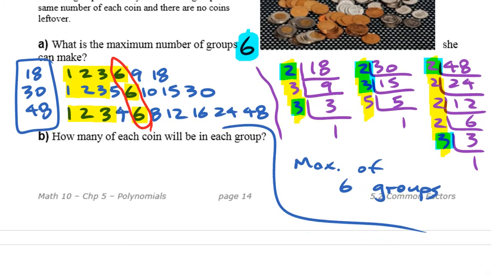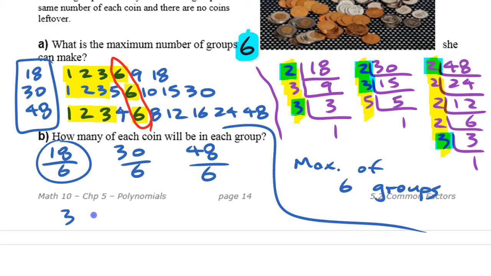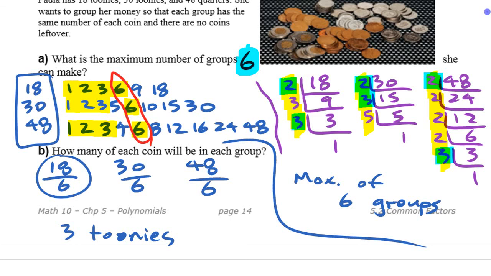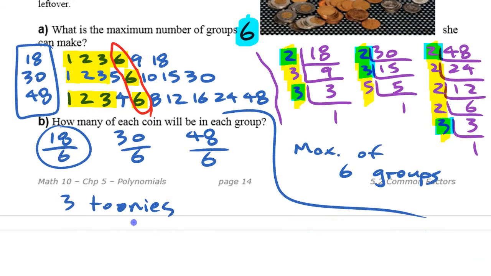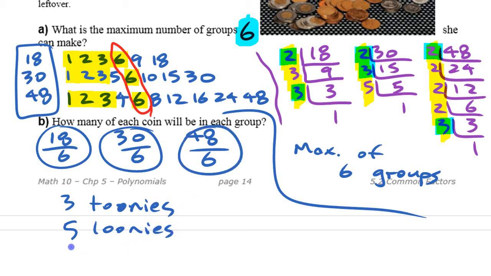Now the next question is, how many coins are going to be in each group? Well, if you had 18, 30, and 48, and you divide each of those by 6, you're going to have 3 toonies. Just make sure I got that right there. Yes. You're going to have 5 loonies. And you're going to have 8 quarters in each group.